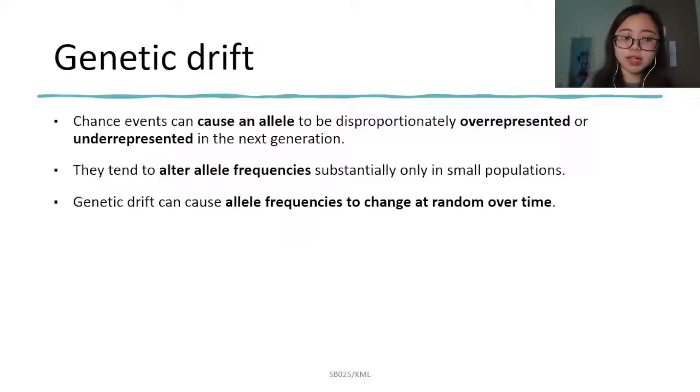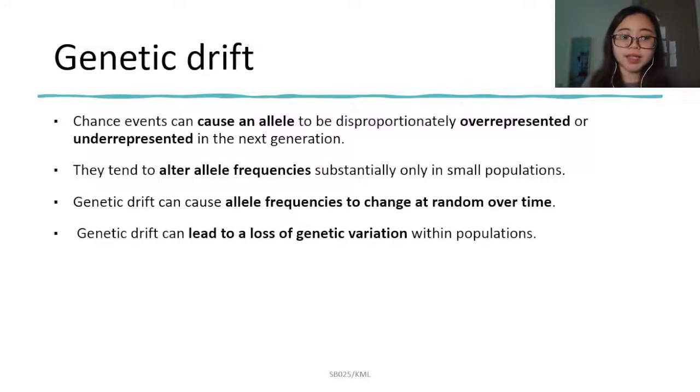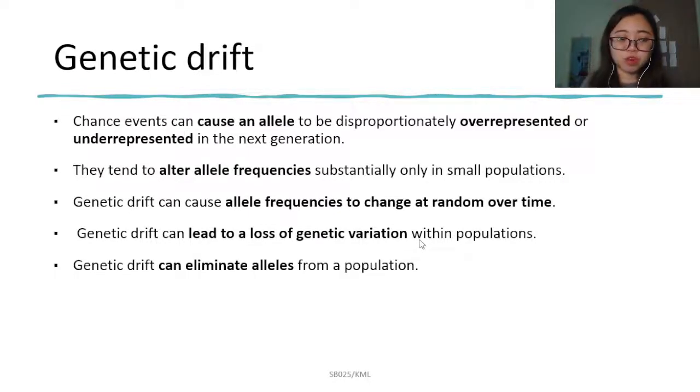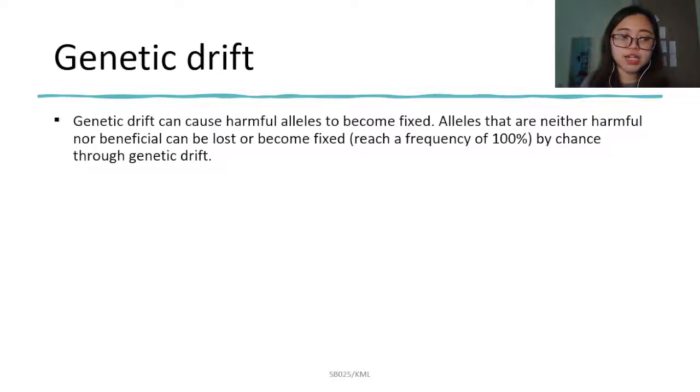Genetic drift can cause allele frequencies to change at random over time. And they can lead to a loss of genetic variation within populations. And they can eliminate alleles from a population. Genetic drift can cause harmful alleles to become fixed. Alleles that are neither harmful nor beneficial can be lost or become fixed, which means they reach a frequency of 100% by chance through genetic drift.